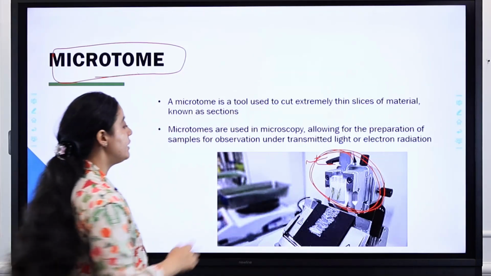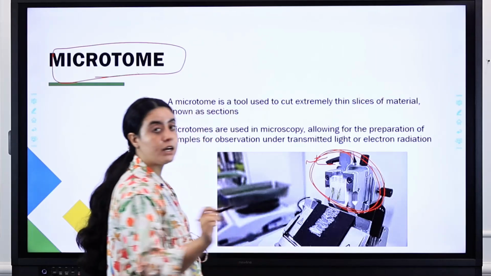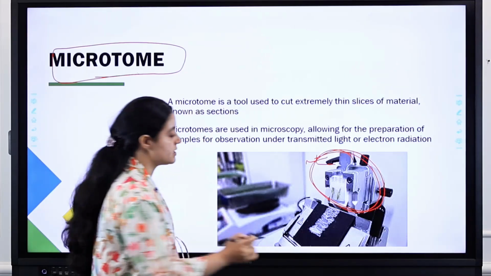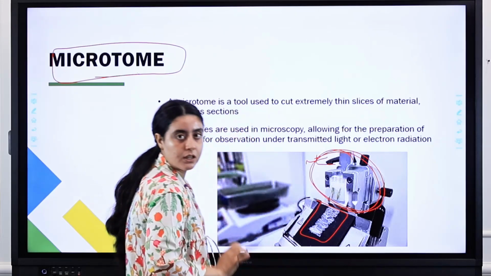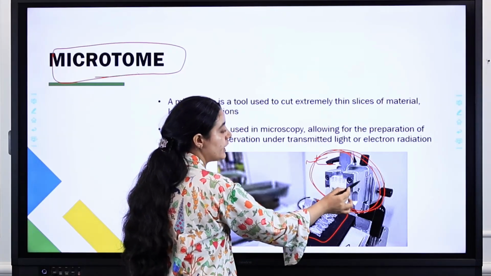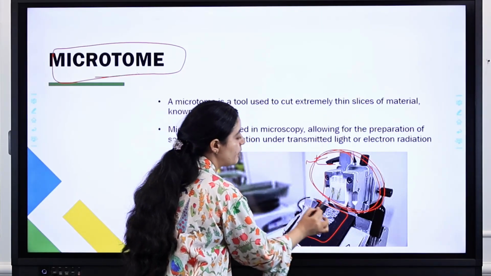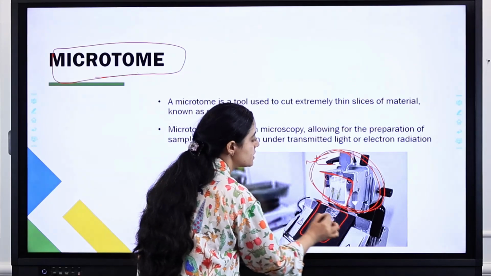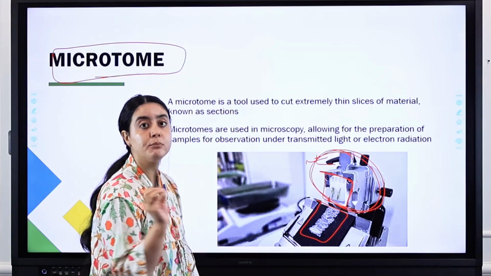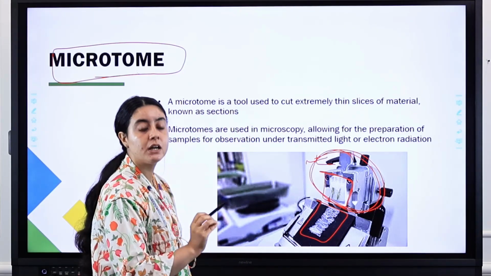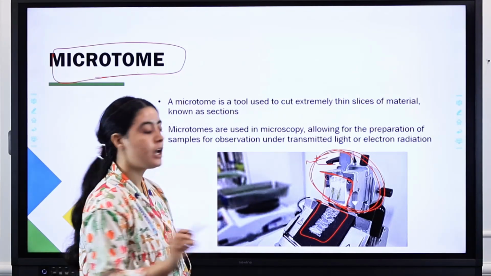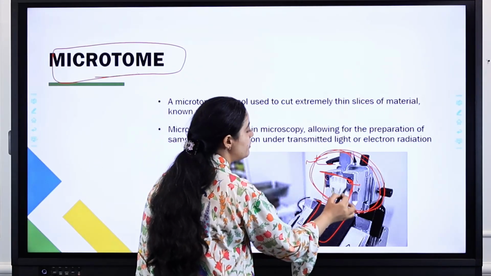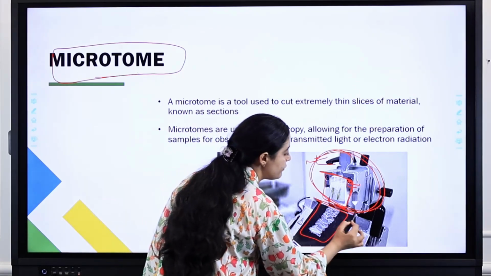With the help of the microtome, we cut very thin sections like this. See, this is the microtome machine. There is a holder in which we attach our block. This white section is the block, the embedded block of the tissue which we have made with the help of paraffin wax or plastic cassettes. So here we attach our blocks, and here there is a knife.